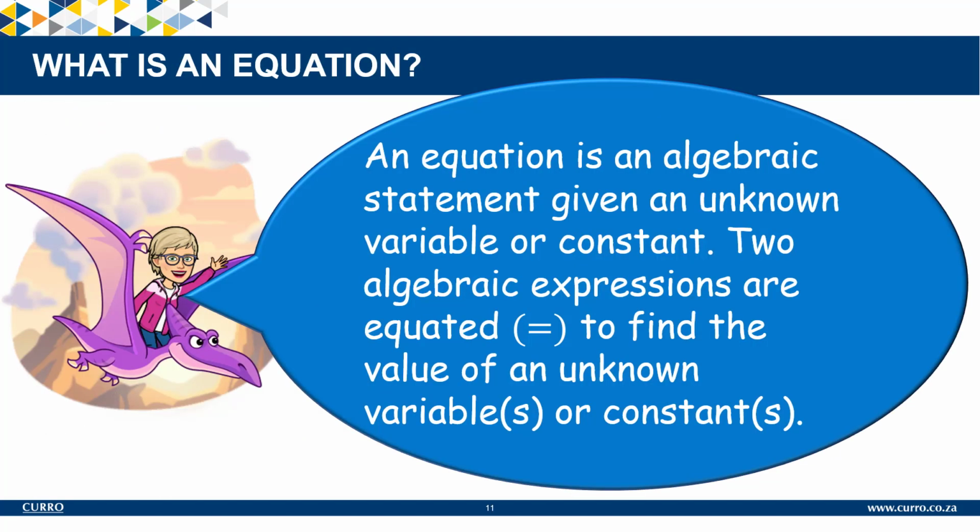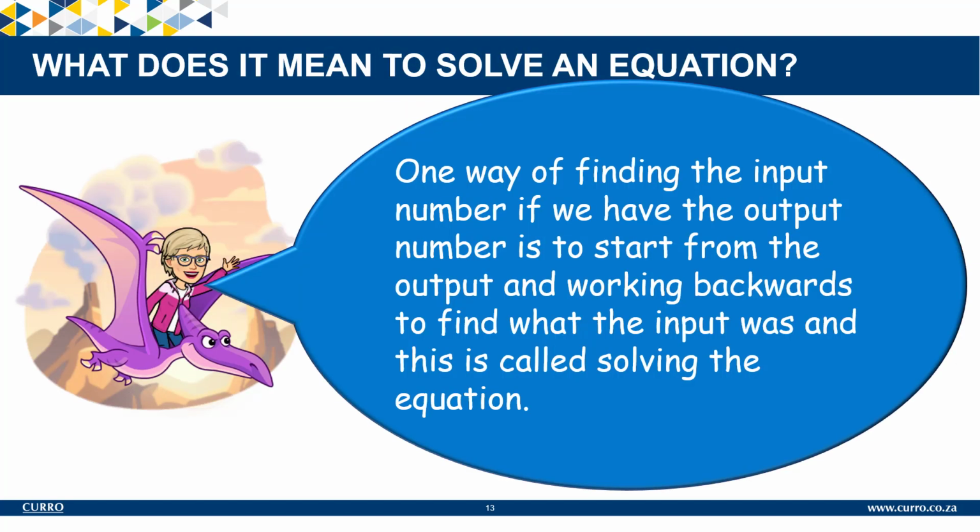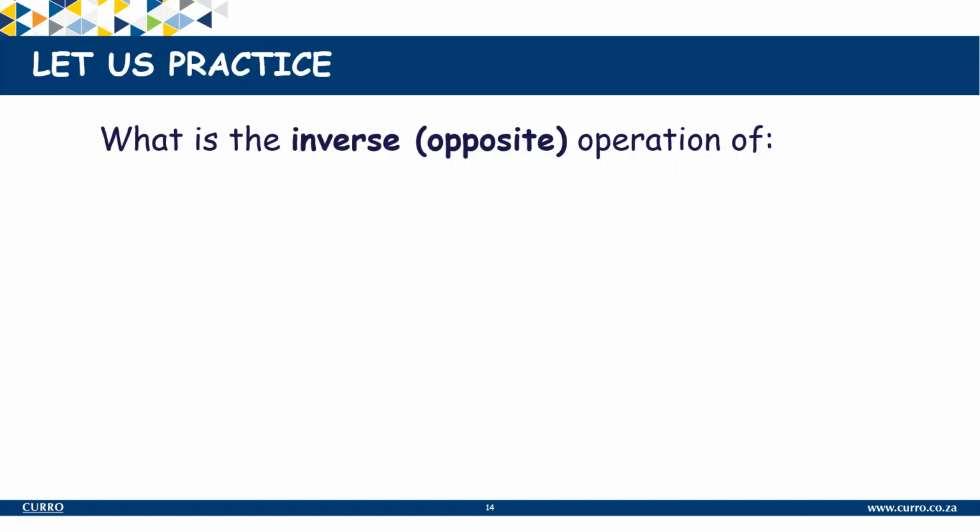Yes. So an equation is an algebraic statement with an unknown variable or constant. Two algebraic expressions are equated to find the value of the unknown. So it's all about finding the value of that input number. So an equation is when one expression is equal to another expression, to find the unknown value. And we know that one way of finding the input number is, if we have the output number, to start from the output and work backwards to find what the input was. And this is called solving an equation.